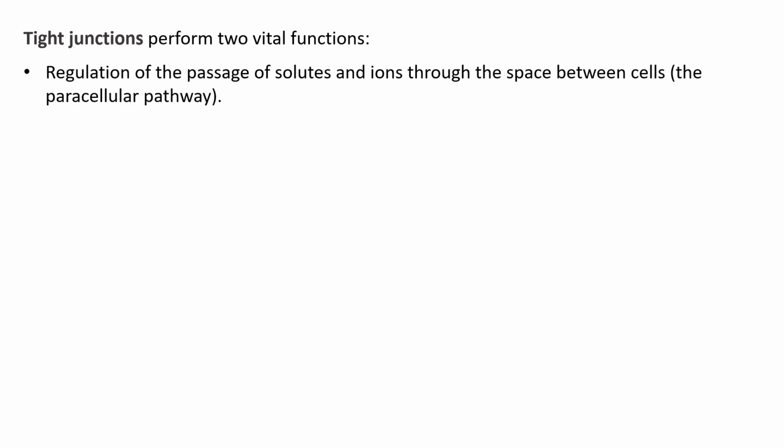Tight junctions have two main functions. One is the regulation of the passage of solutes and ions through the space between the cells. This is called the paracellular pathway, intercellular, if you like, between cells. And it can regulate what passes through there. This is why really the name tight junctions isn't that accurate, because it does allow some things to pass through.